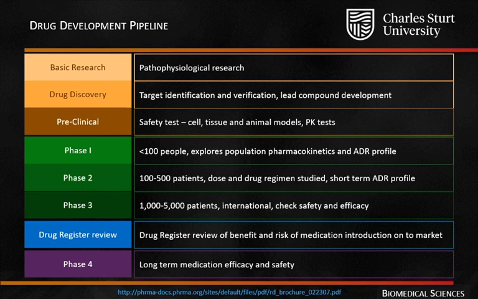Phase 2, they're starting to look at patients now. So there's 100 to 500 patients that might be exposed to the medication. And now they're starting to look at exactly what dose would be useful for that particular disease state that they're exploring. Is it a once a day dosing or is it a twice a day dosing? What kind of drug regimen is necessary to treat the disease, and which one's better and which one's worse? And also they'll start exploring and collecting data to find out what the short-term adverse drug reaction profile is as well. Then if that's successful, on to phase 3.